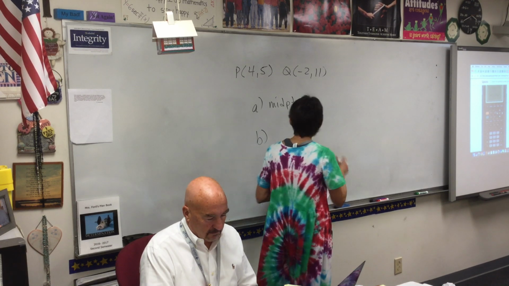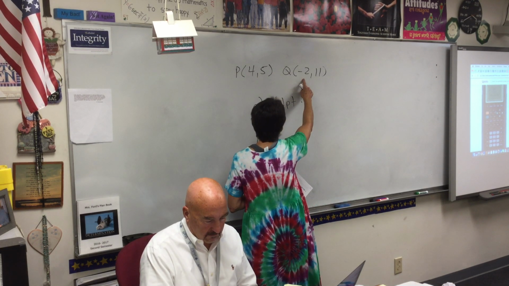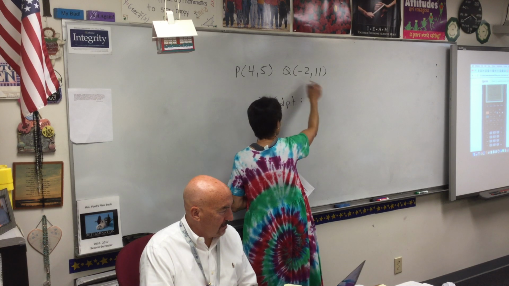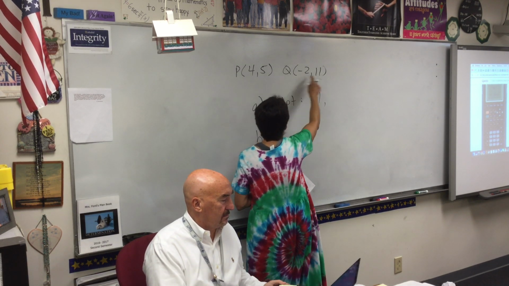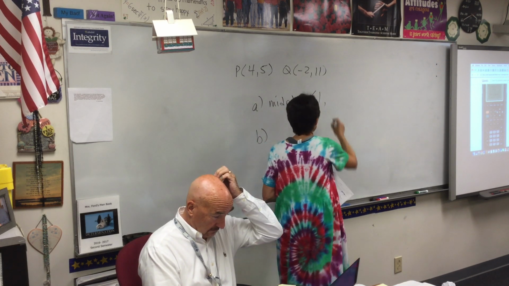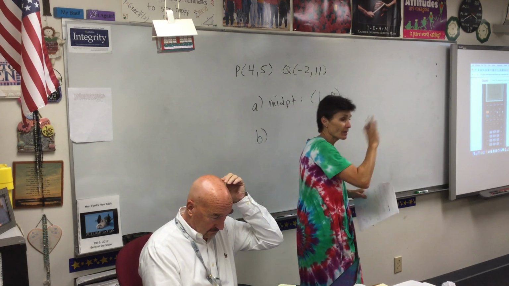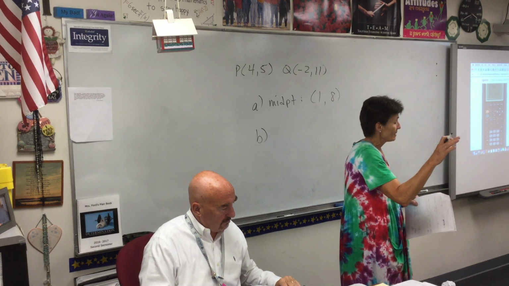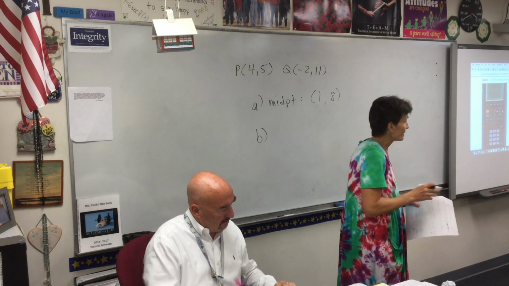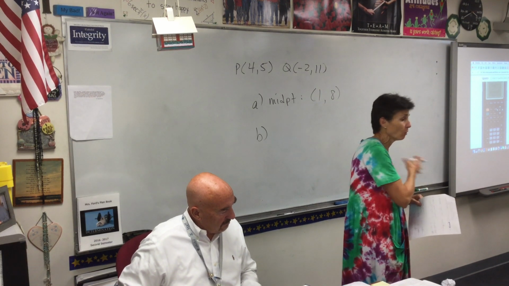So let me look at my x's. I'm going to add my x's. I get 2. Divided by 2 is 1. Add my y's. I get 16. Divided by 2 is 8. So there's our midpoint. If you miss that, get that set in your head because we're going to run into midpoints all over the place.